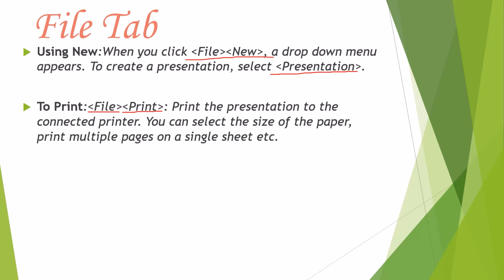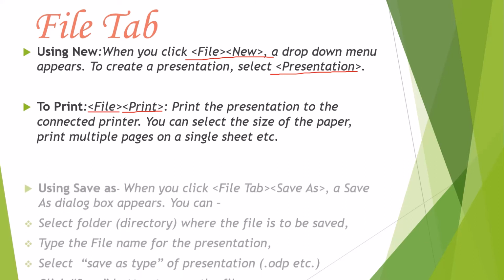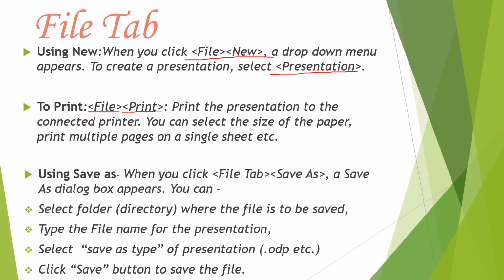Next is using Save As. You have to go again to the File tab, then you have to choose the option Save As. Now if you are saving for the first time, then of course you will need to enter the name of the presentation and its location where you want to save it. But if you are saving it for the second time or you have already saved it, then you need not enter a new location. You can simply save it.